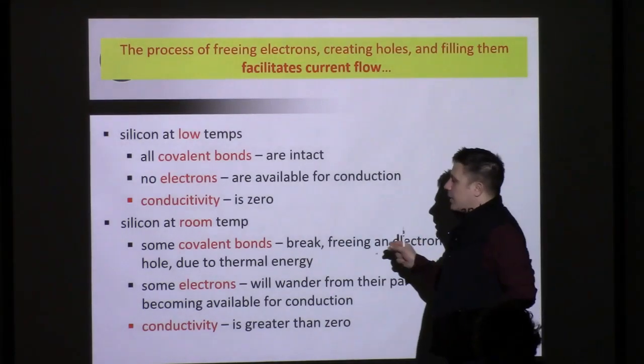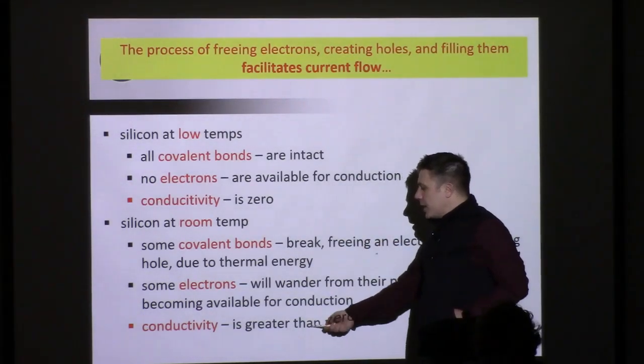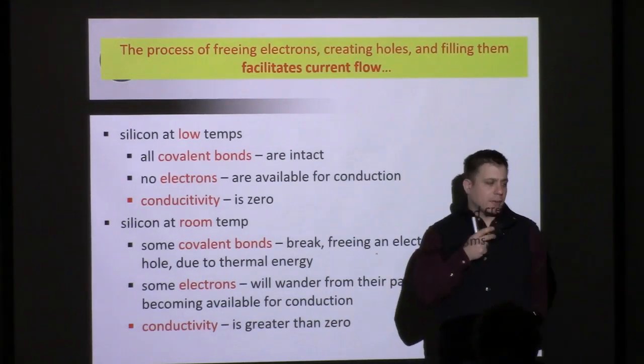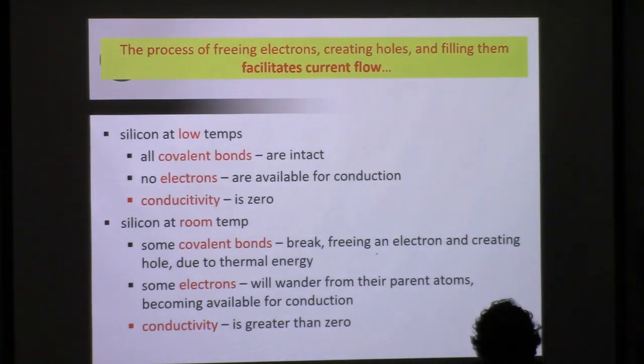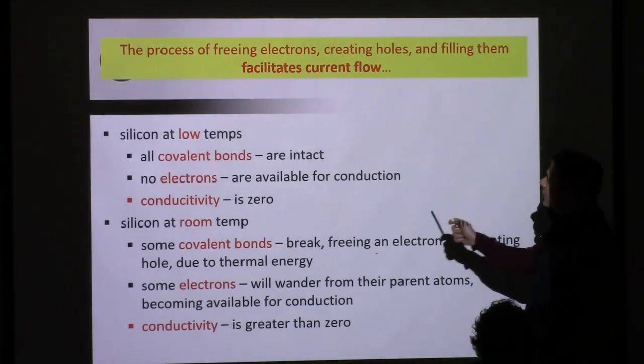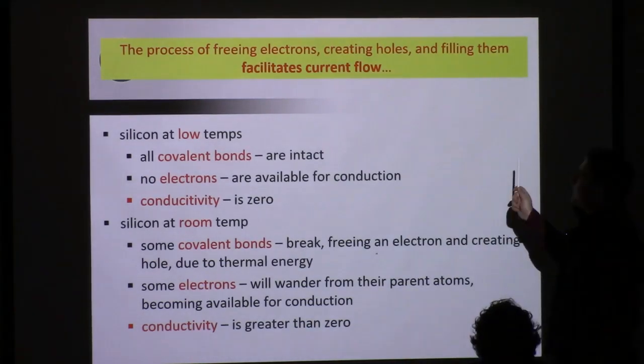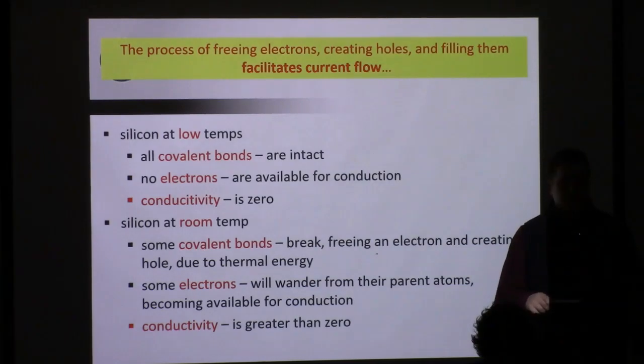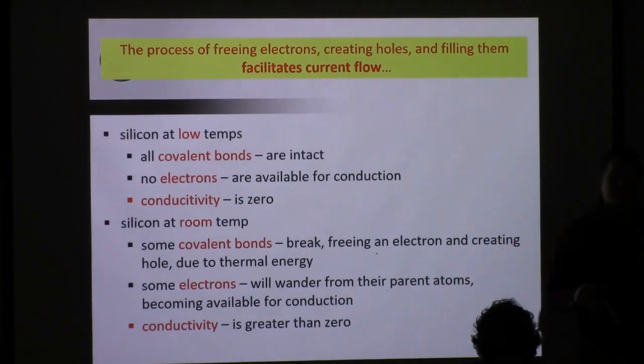So for silicon at room temperature, the conductivity is going to be greater than 0. The process, like it says at the top in the yellow box, the process of freeing electrons, creating holes, and filling them is what facilitates current flow, right? That movement allows current to flow through the semiconductor.